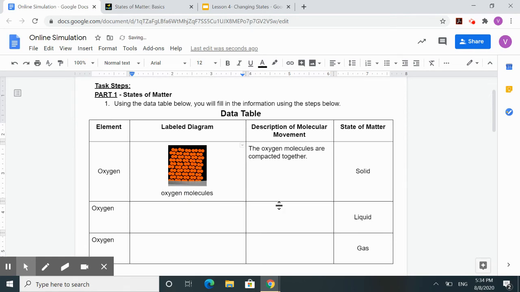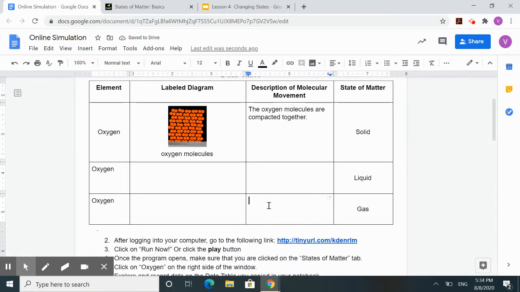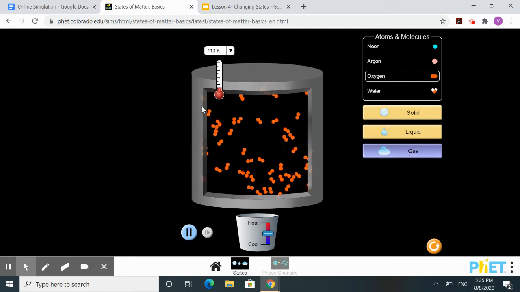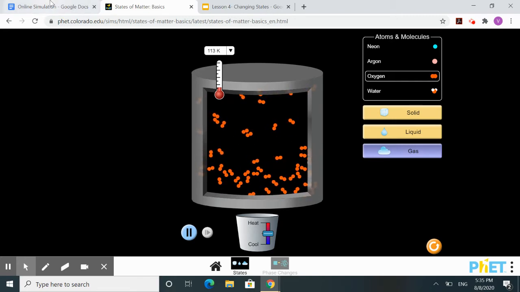You're going to repeat the same steps for liquid oxygen and for gaseous oxygen. Okay, so you're going to snip this and tell me how does the movement change. Same thing with gas. Describe the movement of the molecules.